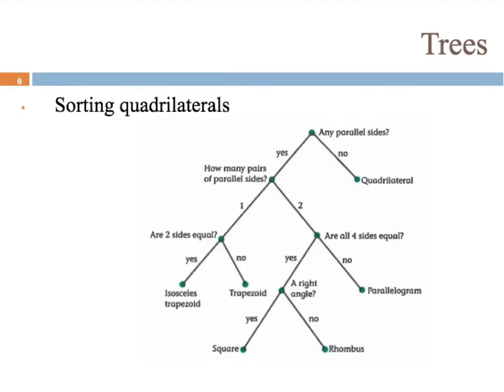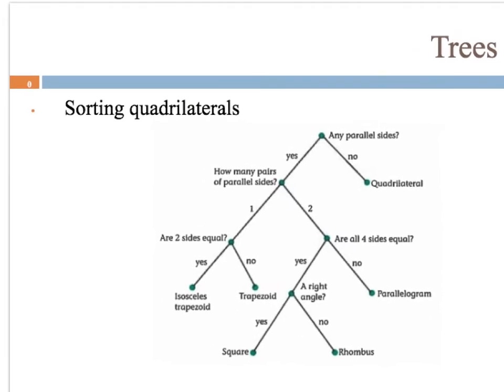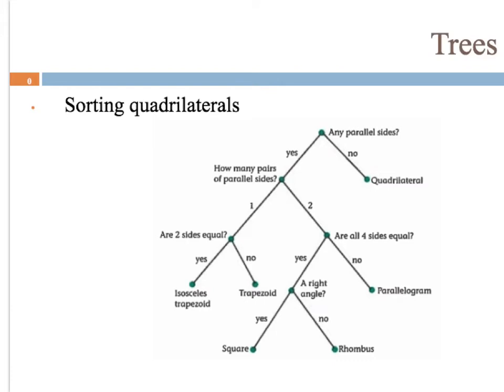Alright, another type of tree, it's like a vocabulary sorting tree. So we're sorting quadrilaterals here, something you may have done in a geometry class, where let's say you want to talk about a rhombus. Well, first of all, are there any parallel sides? Yes. How many pairs of parallel sides on a rhombus? Well, there are two. Okay.